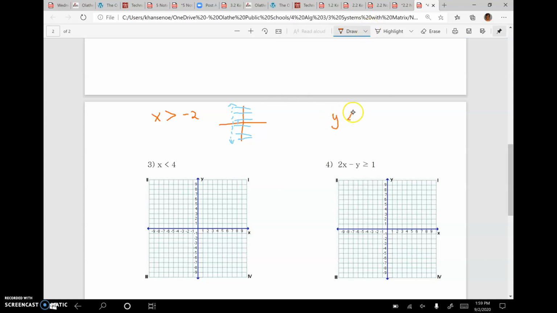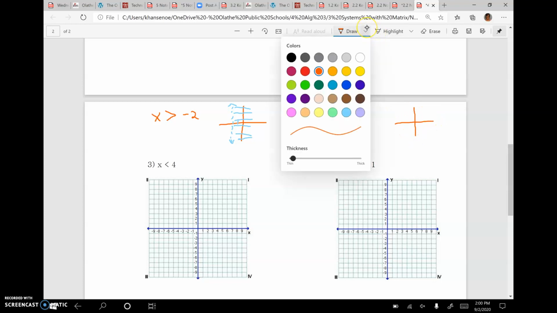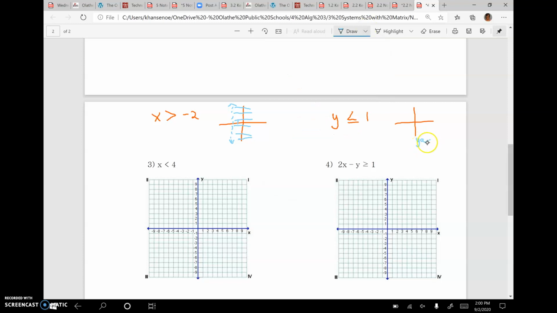Same as if I put y is less than or equal to 1. This time I'm going on the y-axis. So this is the y-axis here. So I'm going to go up to 1. It's going to be a solid line because of the equal to. So I have a solid line going through the y-axis, and y is less than. So less than would be down. Okay?